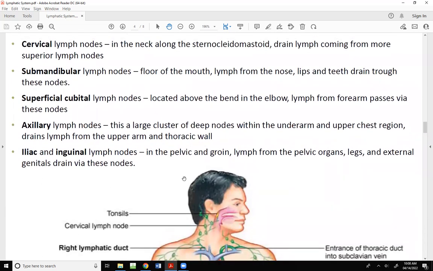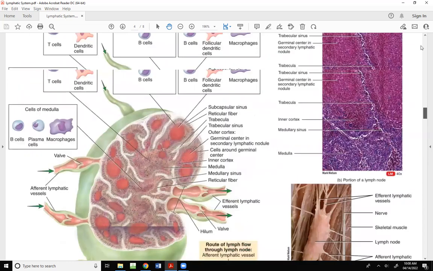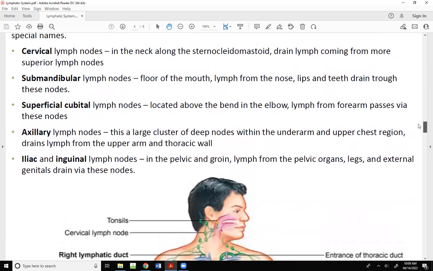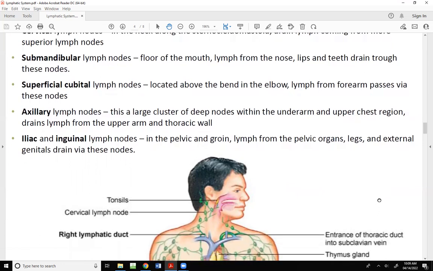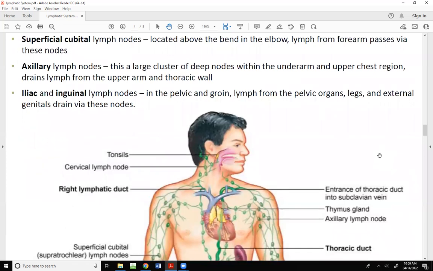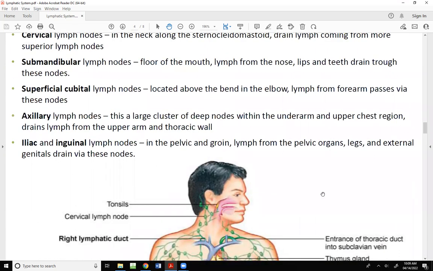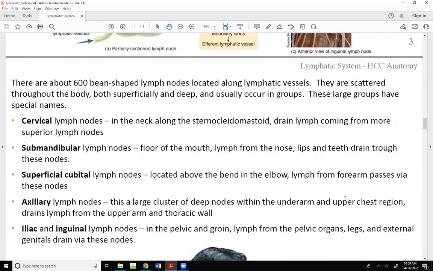The submandibulars are not actually visible here, but if I were to go back to that first page, you can see them labeled in the image there. They are found on the floor of the mouth, and lymph from the nose, lips, teeth drain through them. We call them submandibular because they are basically deep to the mandible. The superficial cubital lymph nodes are located above the bend in the elbow, and lymph from the forearm passes through these. They also go by the term supratrochlear. I'm not too concerned with you knowing that other name, just cubital or superficial cubital as they're more specifically named.